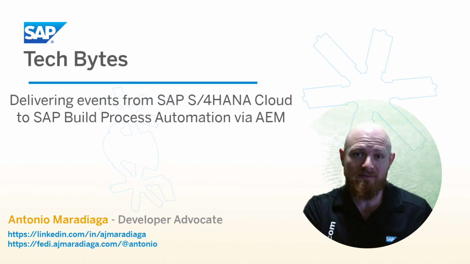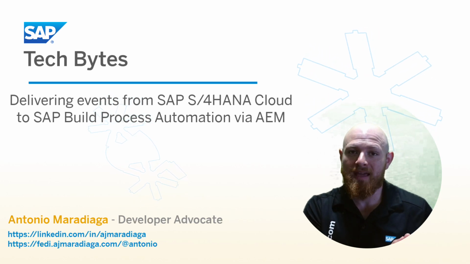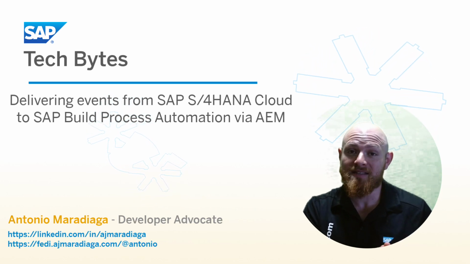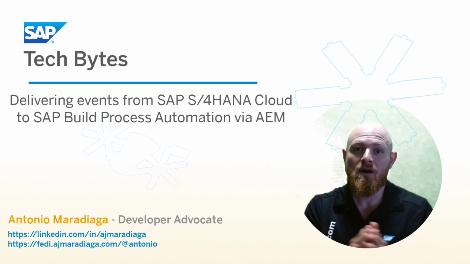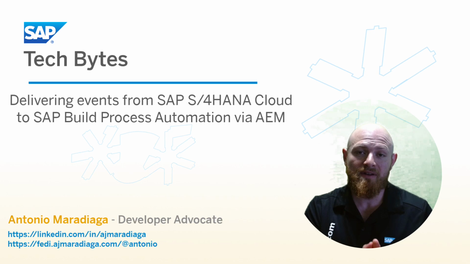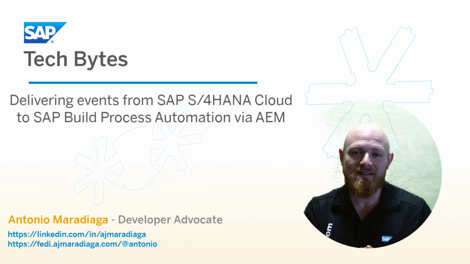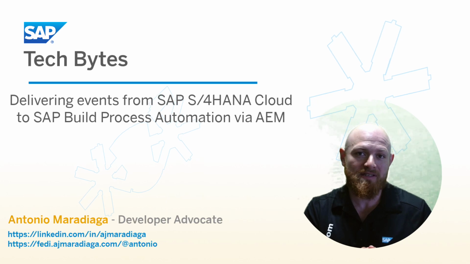So in Advanced Event Mesh, we're going to actually create a REST delivery point, and then we will see events flowing from S/4HANA Cloud all the way to SAP Build Process Automation. SAP Build Process Automation will receive that event and will trigger a process. So we will see everything that's required in order for you to enable this integration scenario.